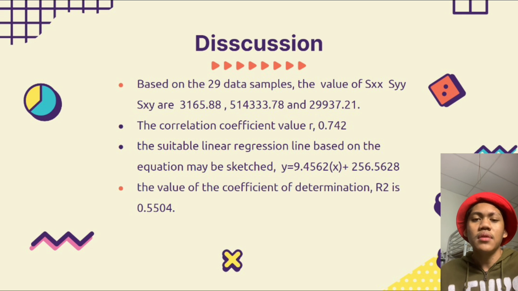y equals 9.4562 times x plus 256.5628. Besides, the value of the coefficient of determination r square is 0.5504. This value is acceptable because it is not near to 0. It shows that the model explains only 55.04% of the variability of calories through the linear relationship with the fat content.